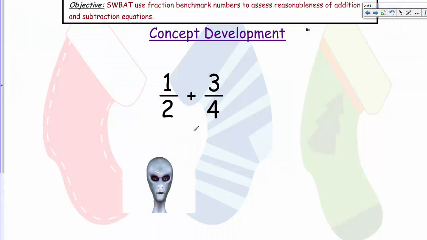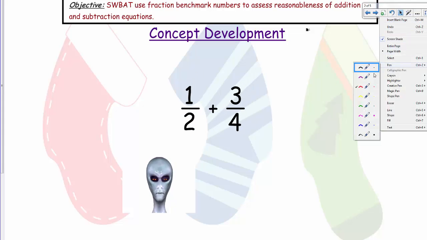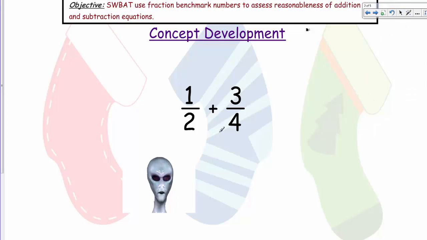Let's get focused on our concept development. Okay, now we have this big problem right here in the middle. Ooh, and stockings in the background, very cool. Nice theme there, Mr. Wara.